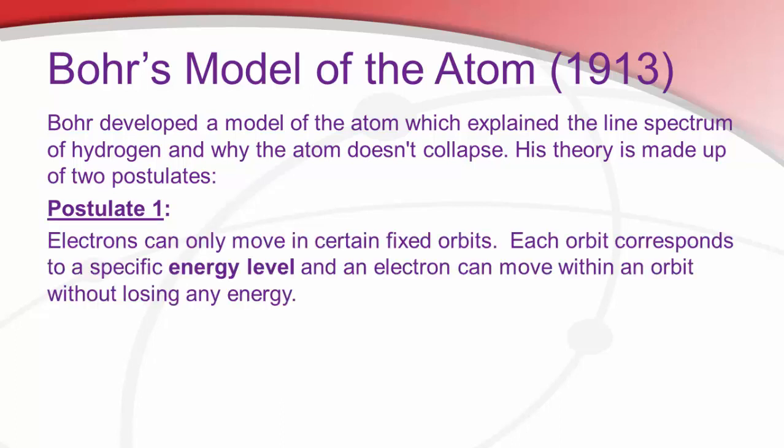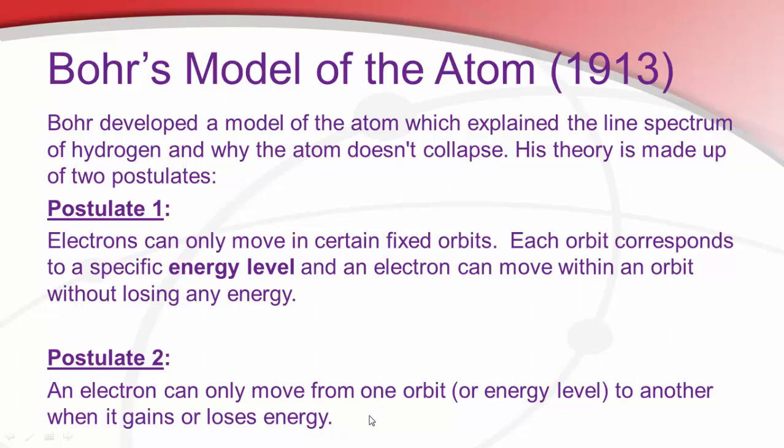So his first postulate was that electrons can only move in certain fixed orbits. So this was fairly consistent with the planetary model. The orbit corresponds to a specific energy level, and an electron can move within that orbit without losing any energy. There's some problems with that, because we ask ourselves, why can it move without losing energy when we agreed that it can't? But it is a postulate, and he had it.